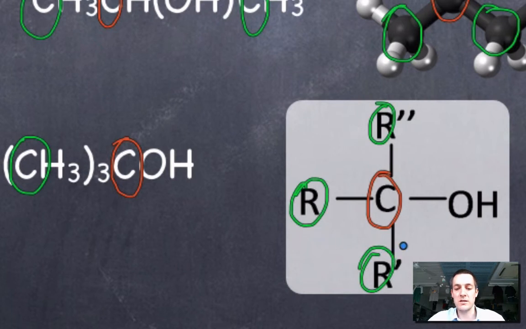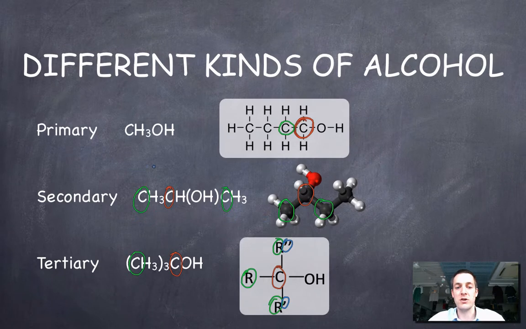Notice here that this R is called just R, this one's called R prime, and this one's called R double prime. This is just so that we're saying that they're different from one another. Okay, it's just a way of distinguishing one group from the other, but don't worry about that too much. The important thing is you know how to spot a primary, secondary and tertiary alcohol, because as you'll see later on, they react in very, very different ways.